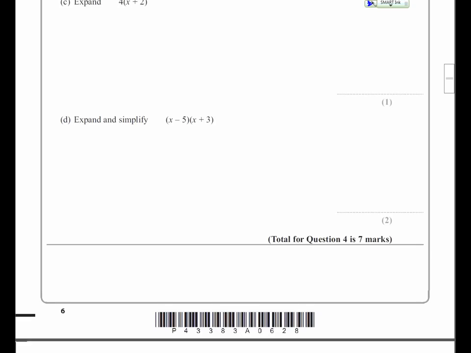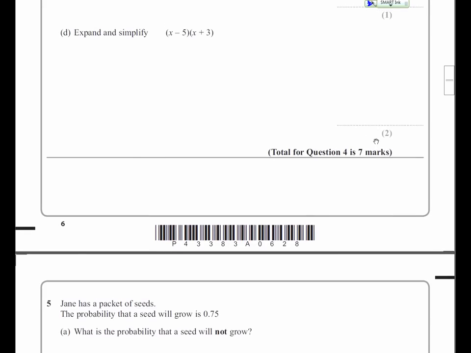Oh, there's part D. These are my favourite types of brackets. I've done a video on this called the banana method. I always draw a banana on there. And we times these 4 multiplications. Each line that you do is a multiply.